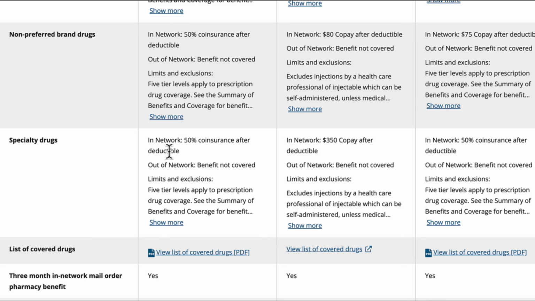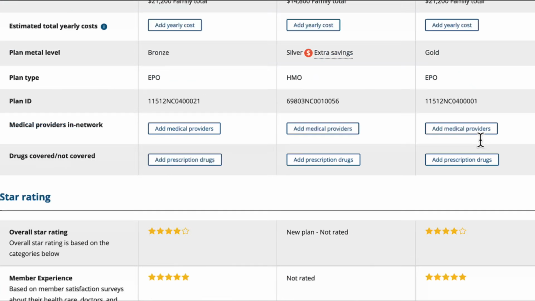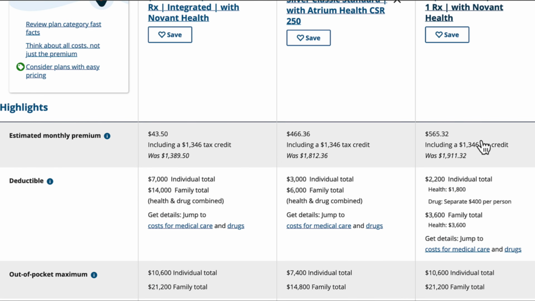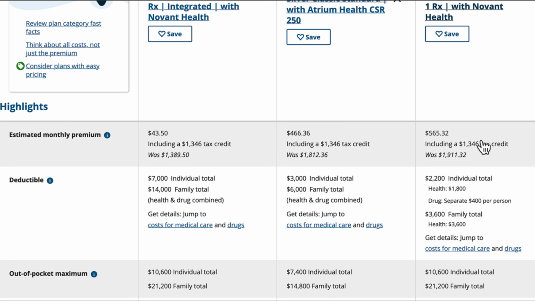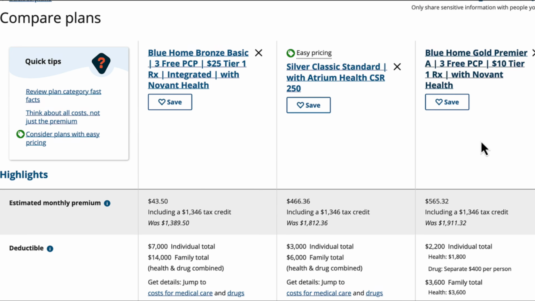Specialty drugs, 50% coinsurance after deductible, $350 copay after deductible, 50% coinsurance after deductible. So this might be your best bet depending upon the actual cost of the medication. If it's a less expensive medication, then 50% coinsurance, because we have that lower deductible, might be better suited for you.